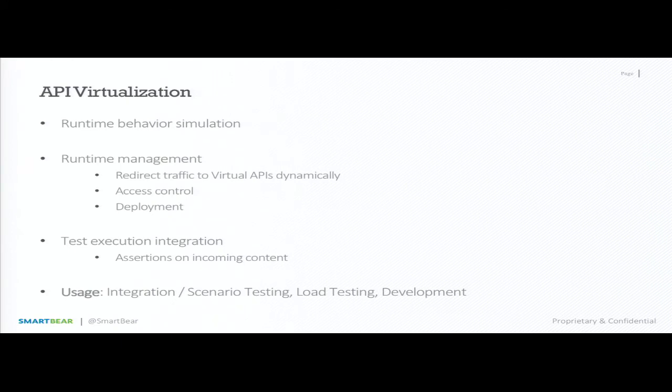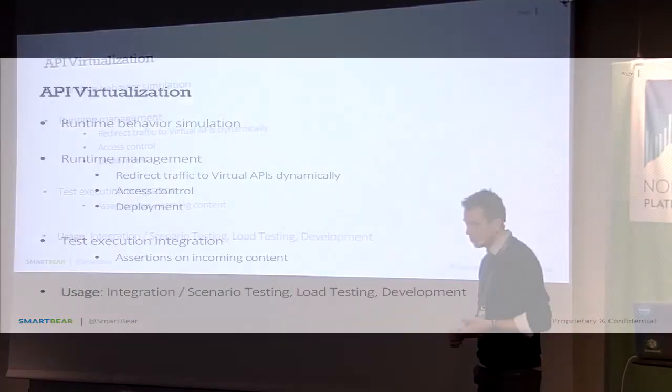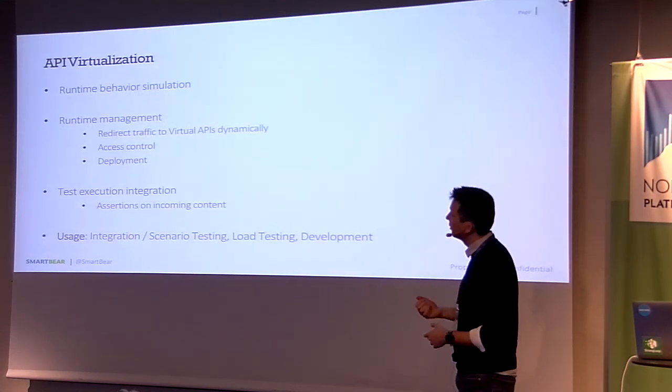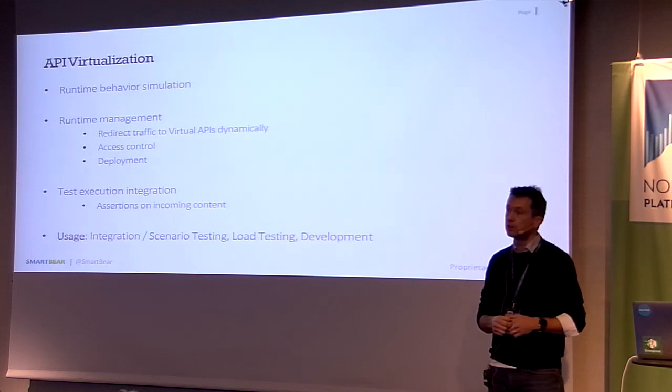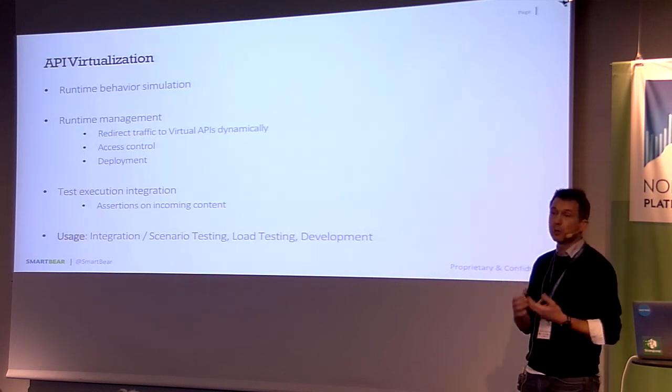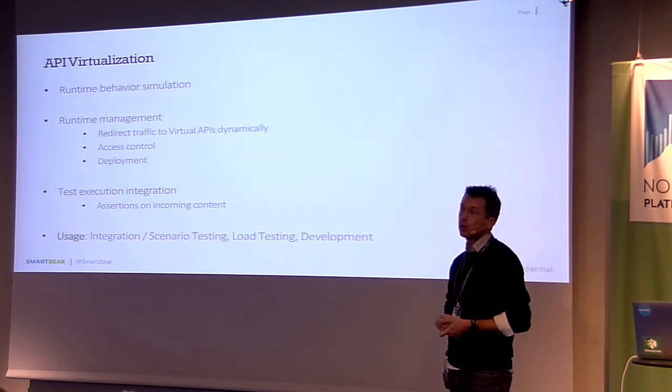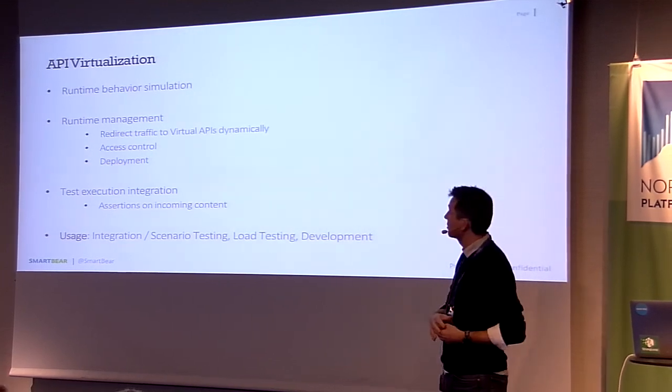Next step is API virtualization. So we've done the static mocking, we've done dynamic mocking. So what else is there to add? Well, there's a bunch actually. One is more around runtime behavior simulation. You might want to simulate slow responses. You might want to simulate slow bandwidth. You might want to simulate stochastic errors.